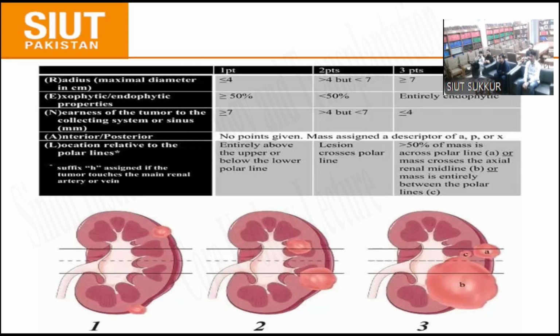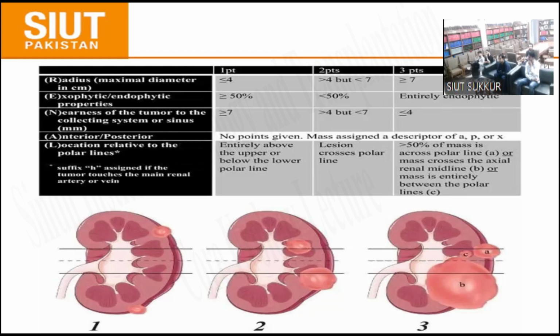On the basis of the exophytic or endophytic properties of the mass, if the mass is more than 50% exophytic, then 1 point. If less than 50% exophytic, then 2 points. If entirely endophytic, then 3 points. And on the basis of nearness of the tumor to the collecting system or the sinus: if the mass is more than 7 mm away from the collecting system, then 1 point. If between 4 to 7 mm, then 2 points. If less than 4 mm, then 3 points.